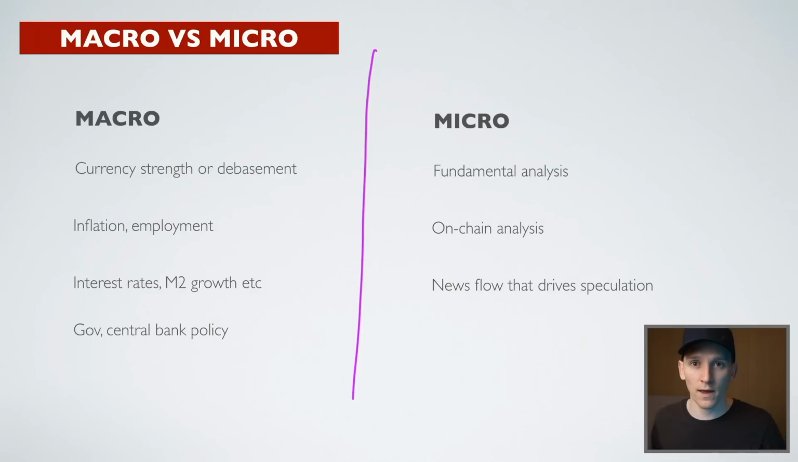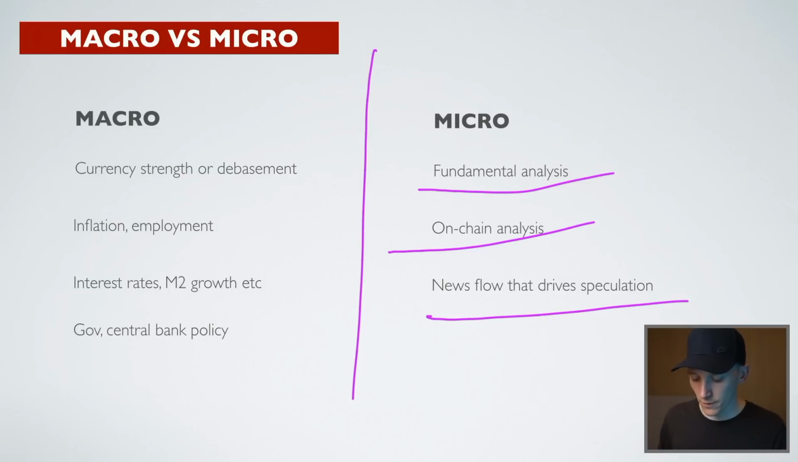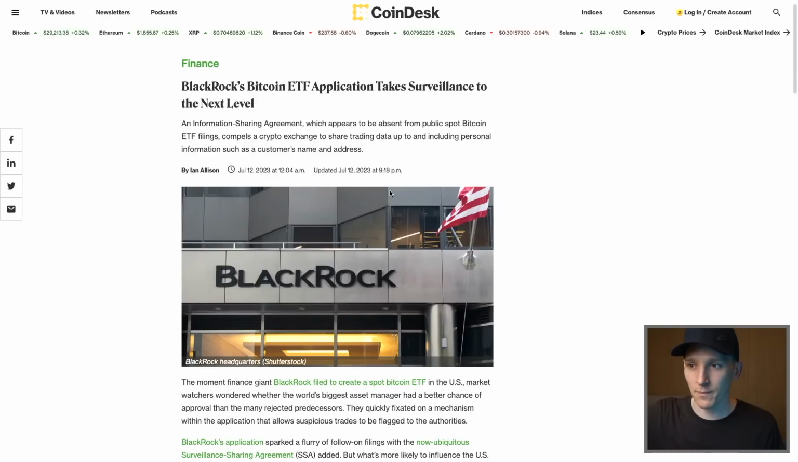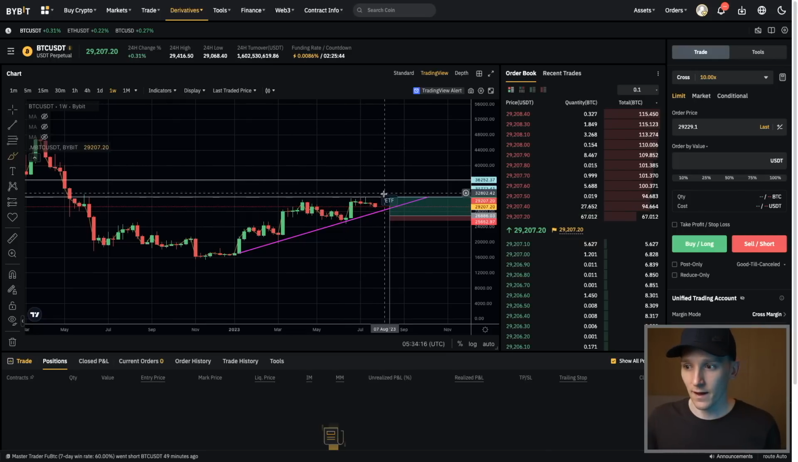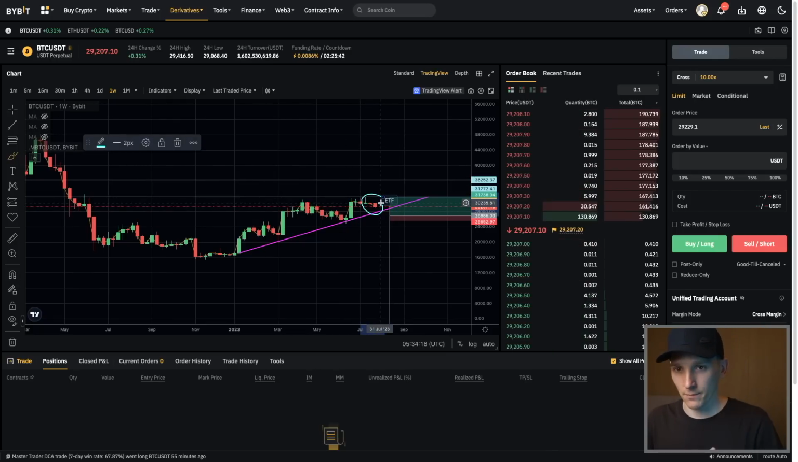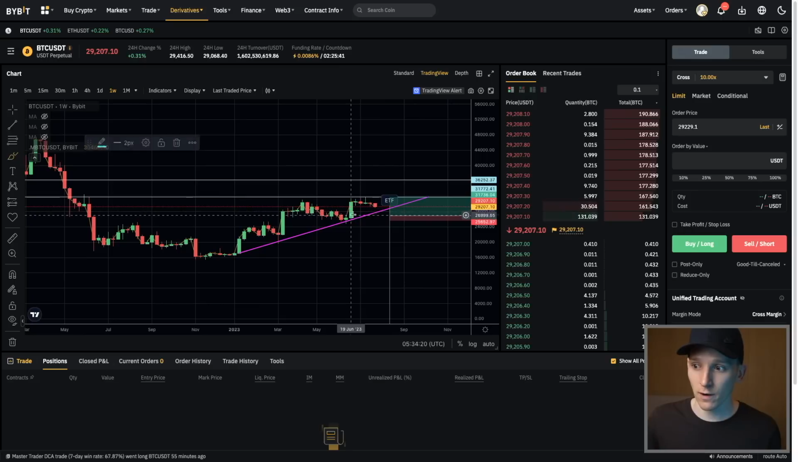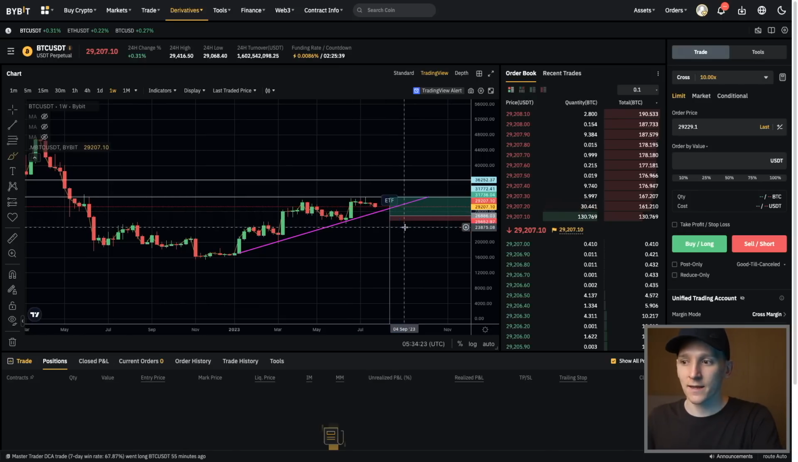A micro event is either fundamentals, where you can see something happening on chain that is changing, and I'll go through some resources in a second, or news flow that drives speculation. This is industry specific. ETF applications are going to be a big news event when they happen. So maybe you think that they will be accepted and that this price is just wrong, and so you take that position. Maybe the macro drives us a lot lower, and you're thinking the market has forgotten that in a few months' time, something might be accepted.